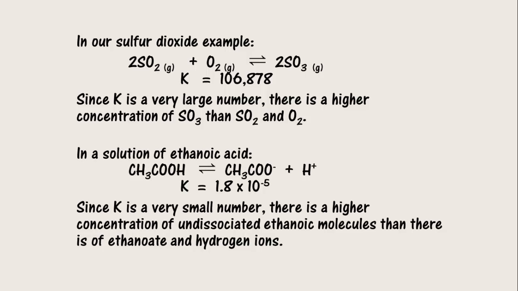In the second example we used a solution of ethanoic acid. K was a very small number, 10 to the minus 5. Much smaller than 0.001. So this equilibrium is more towards the reactants. In other words, there is a greater concentration of reactants, which are of course our undissociated ethanoic acid molecules, these things here. There is a greater concentration of these than there is of either of these two, the ethanoate ions or hydrogen ions. So those are our two extremes. Big K means lots of products, small K, lots of reactants.